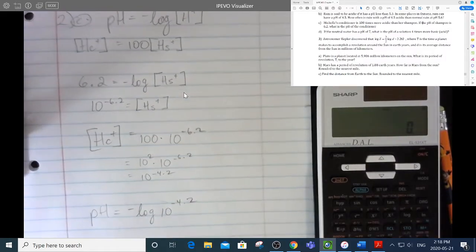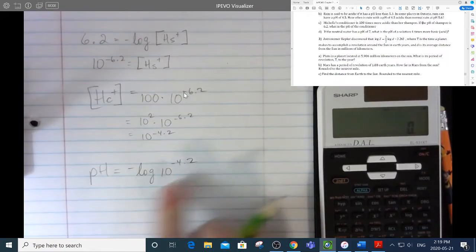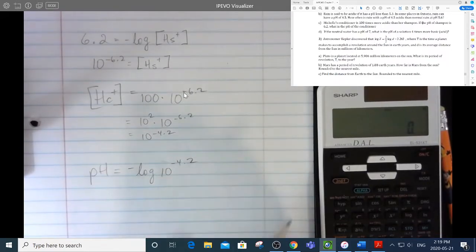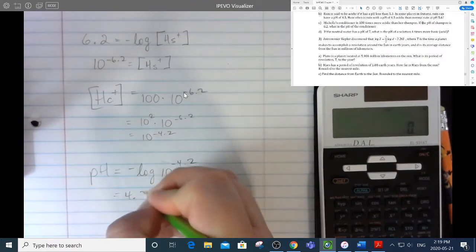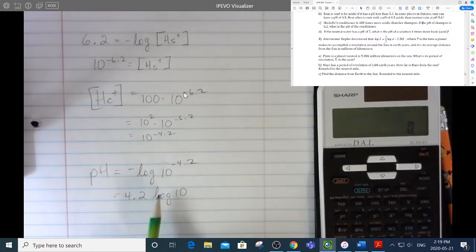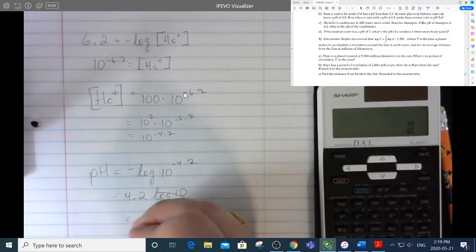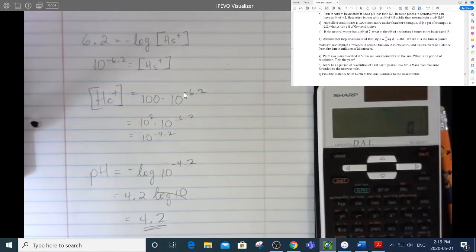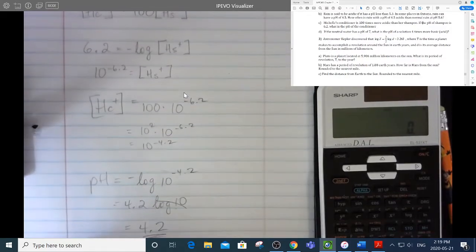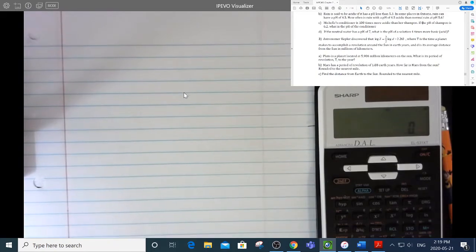And remember that in a log equation, a logarithmic equation, exponents become coefficients. So I have negative 1 times negative 4.2, which is just 4.2 times the log of 10. You should know this by now. What's log to the base 10 of 10? 1. So the final answer here is 4.2. And that's the pH of the conditioner. I'm pretty sure that's the answer they get. So that was 2C. All right, let's try 2D now.